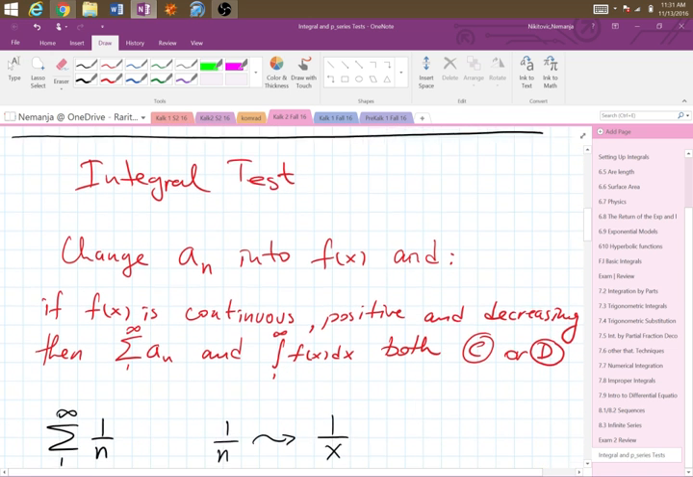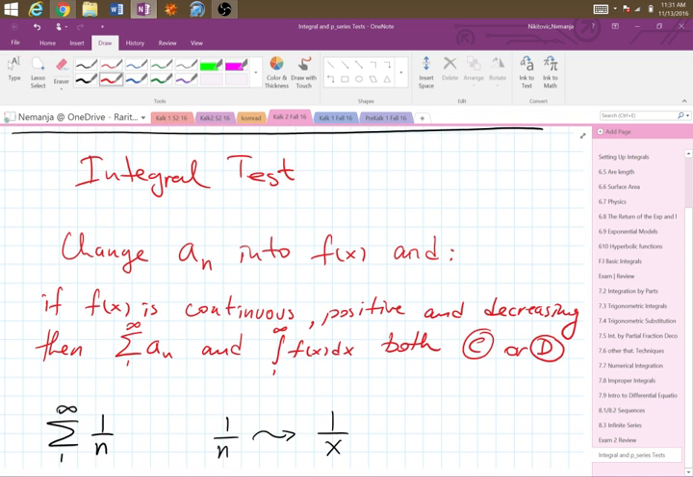All right, let's talk about the integral test. The integral test is probably the longest of all tests to perform, and also probably the most annoying one because there's a lot of things that we have to do. We will be changing the discrete function a_n into a continuous f of x, and we can establish the equivalency between the convergence of the integral and the convergence of the series if three conditions are satisfied, namely that f of x is continuous, positive, and decreasing.